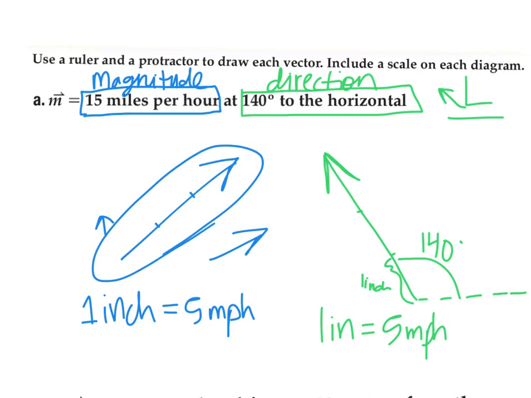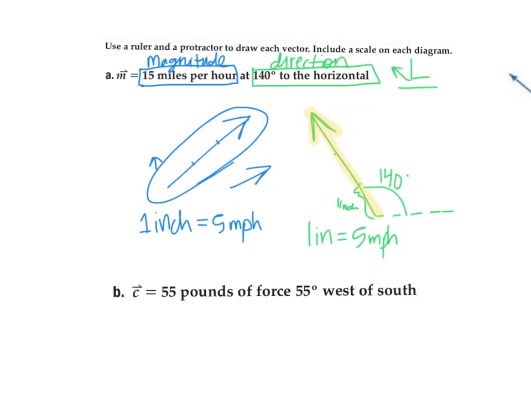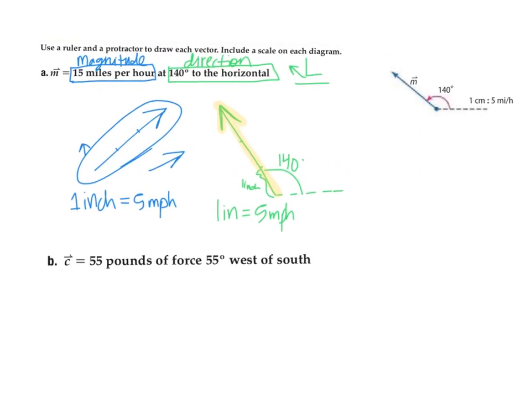So I'm going to highlight my final answer. My final answer is this vector that I have highlighted. I made sure that the magnitude was 15 miles per hour, and I made sure that the direction was 140 degrees to the horizontal. I'm going to zoom out and show you the pretty little vector that the textbook drew for this problem. This is what the textbook's vector looks like. You can see it kind of has the same degree as mine, 140 degrees, kind of facing the same way.